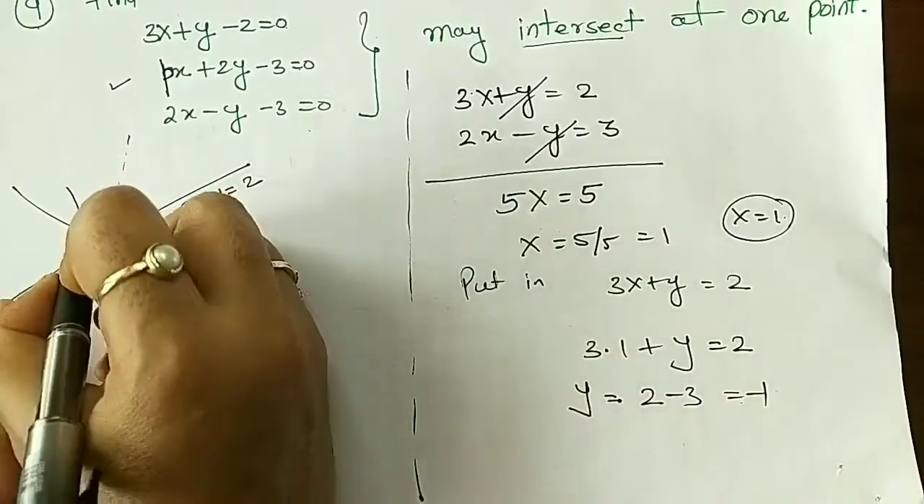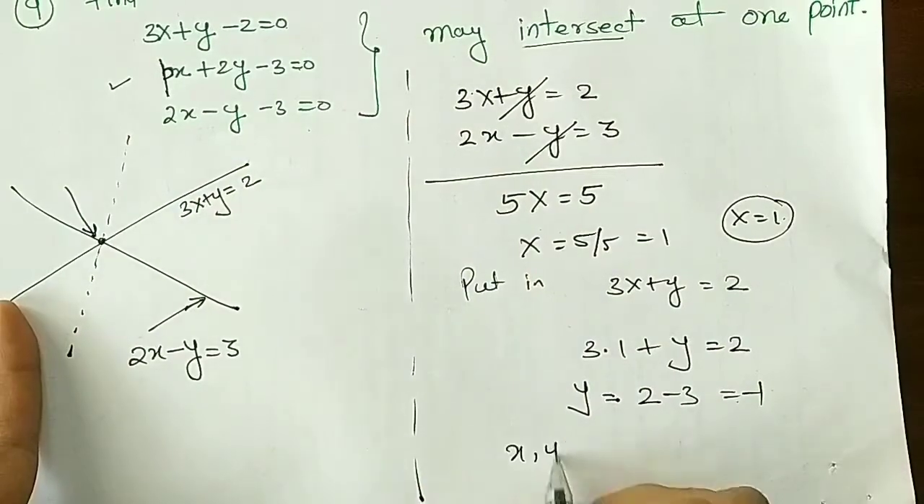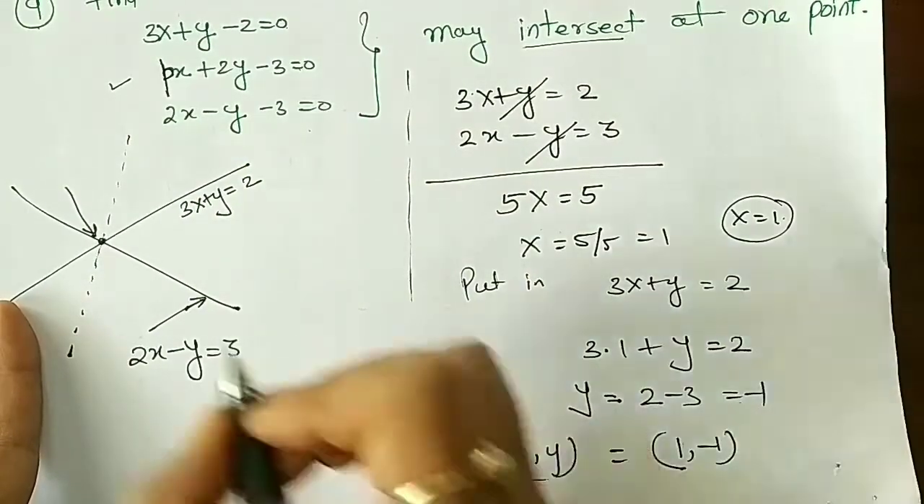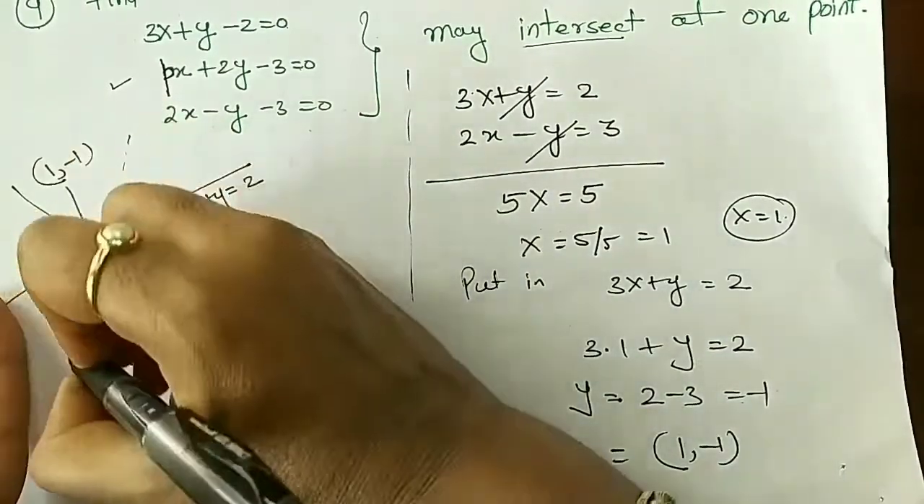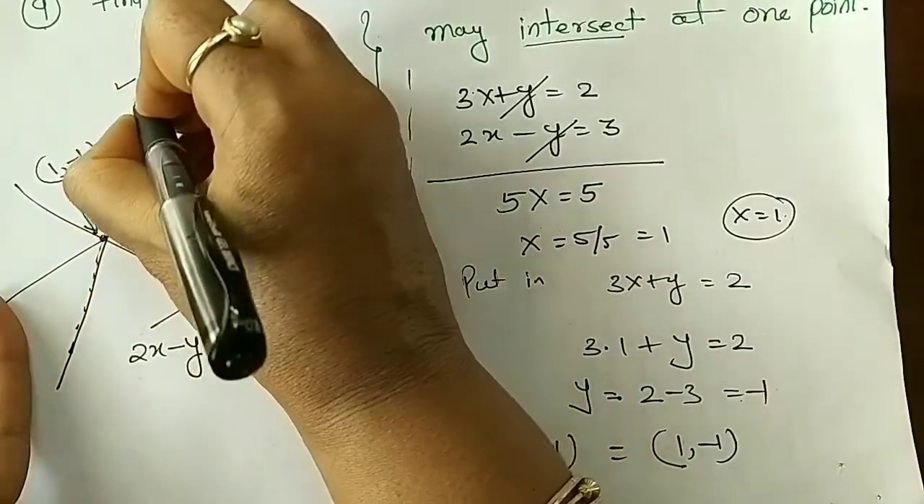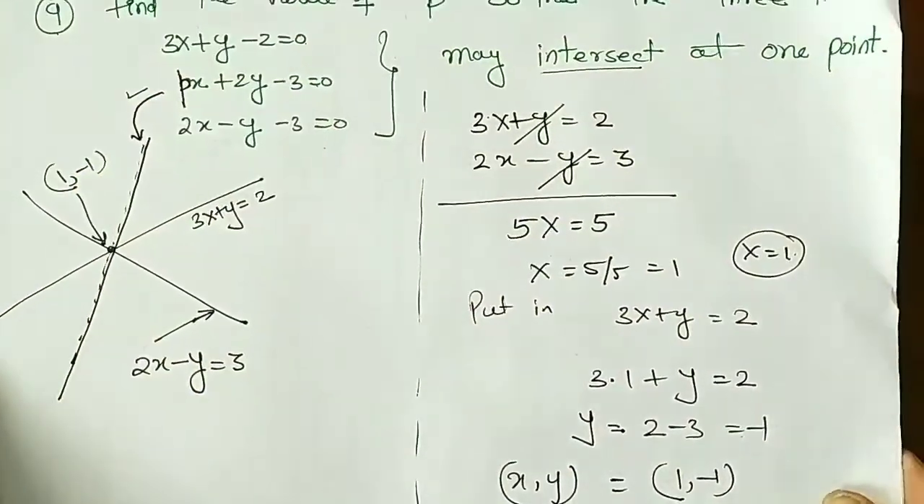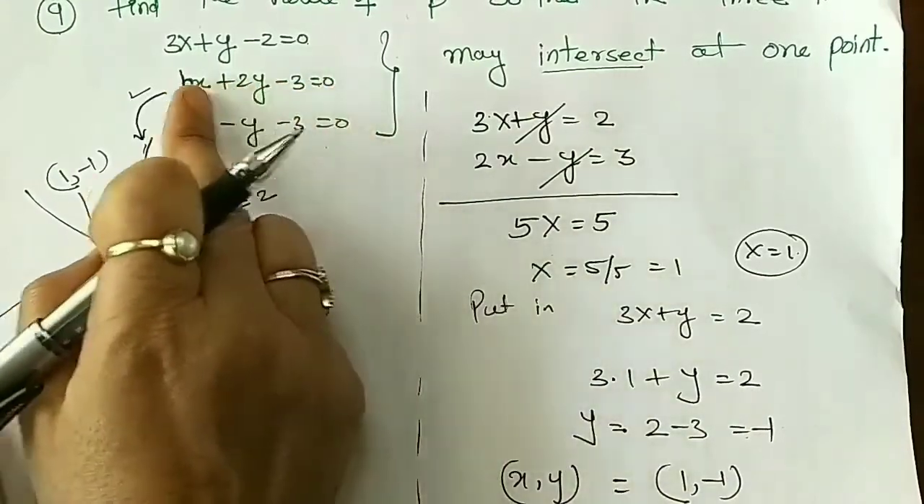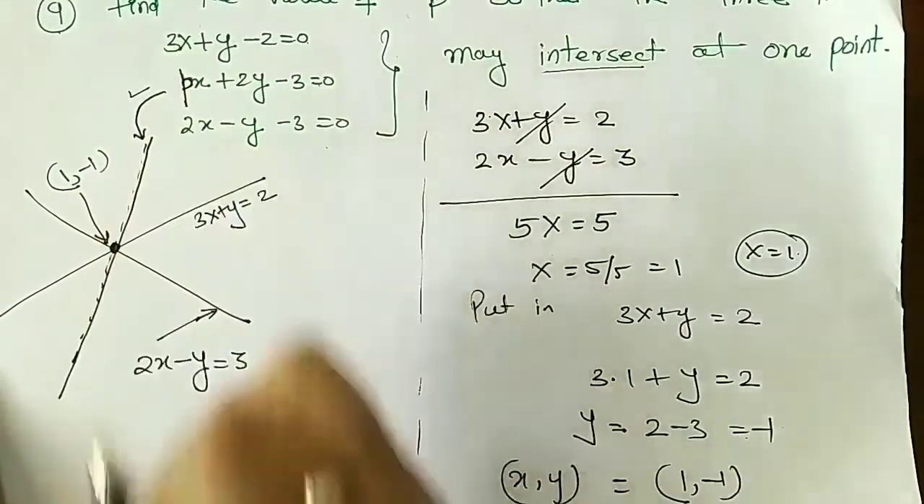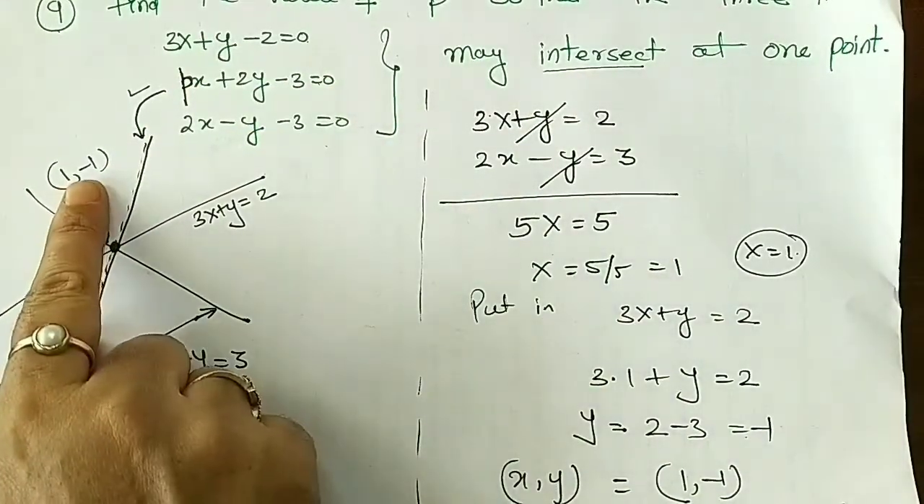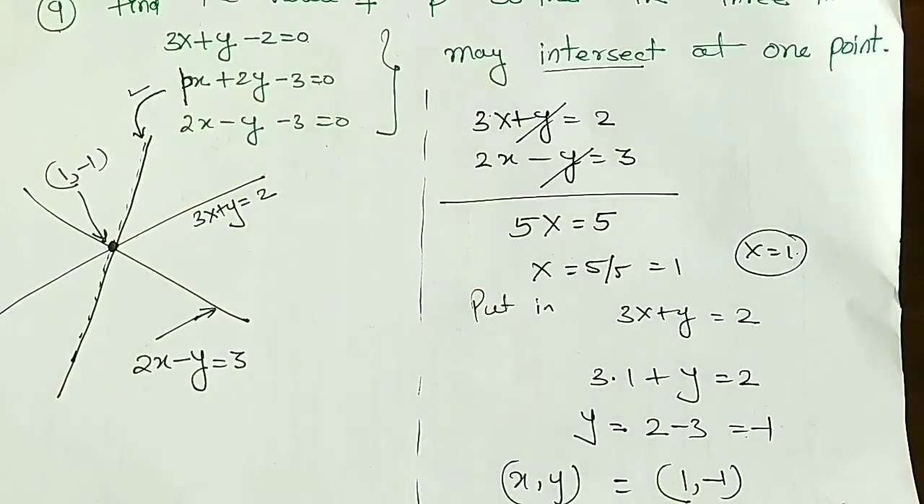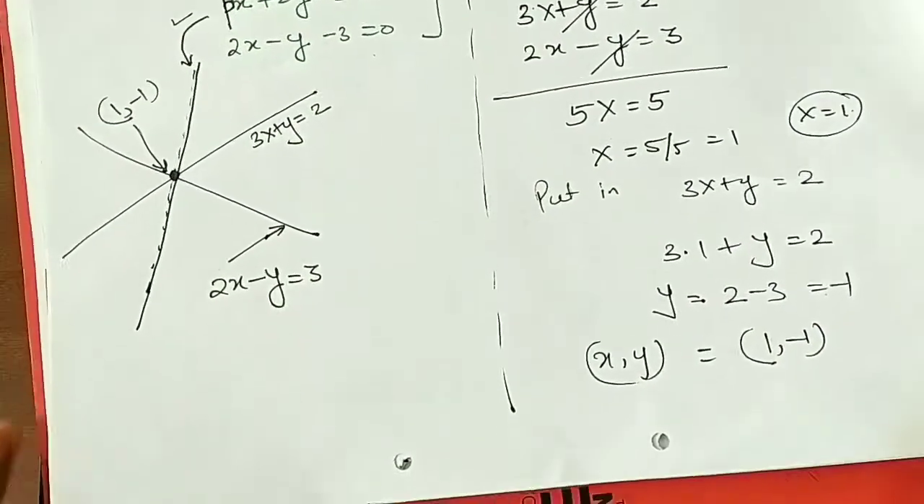Okay guys, so I got x comma y as 1 comma minus 1. And this is my third line. If this line is passing through this point, that means this point should satisfy this equation, correct? So I will try that.